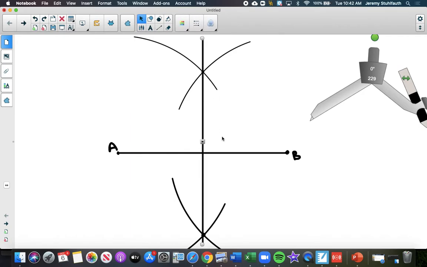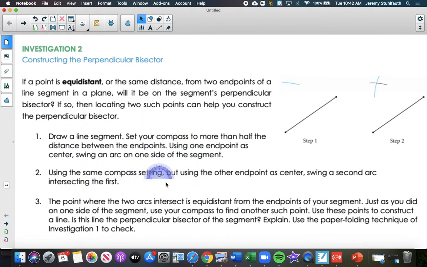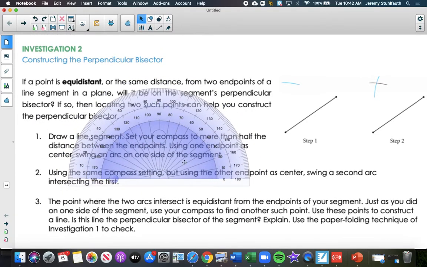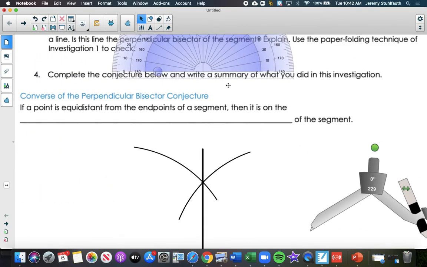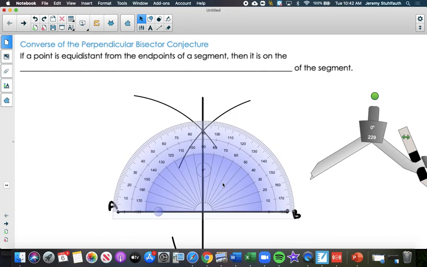There we go. And now what we want to do is see, okay, well, what's going on here? What did we just create? And if we pull out a protractor, we'll drag this down here. So first of all, is this line perpendicular to the line segment we had? And if we look at it, the answer is yes. It creates a 90-degree angle right there. The line that we drew in from the arcs creates a 90-degree angle with line segment AB.